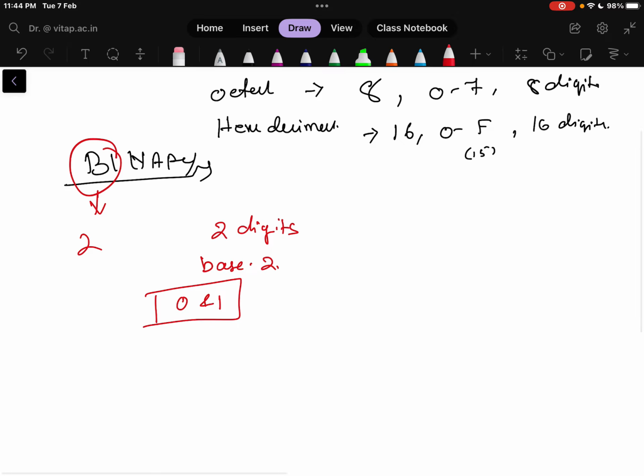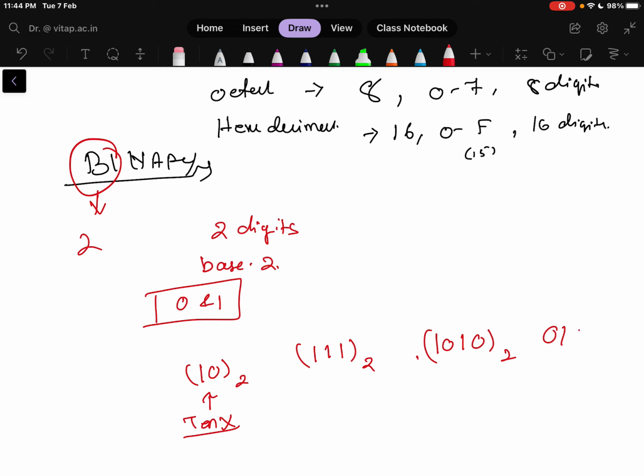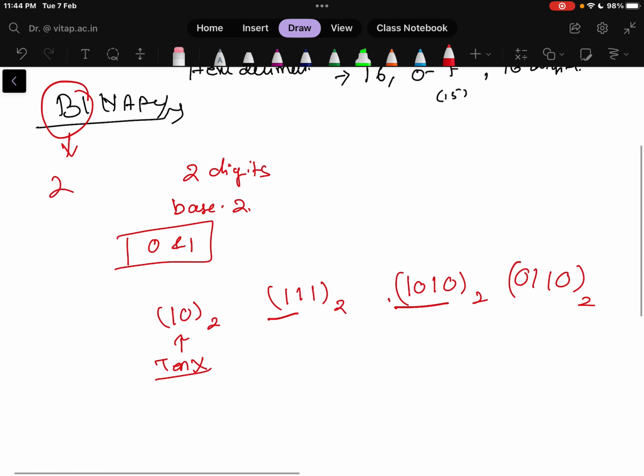Now, the question is how we can represent anything in the binary number system with only 0 and 1. So, in binary a number can be 1 0. Okay. Do not read this as 10. It is not 10 when it is written in binary, you have to read this as 1 0, that is it. We can write 1 1 1 base 2. We can write 1 0 1 0 base 2, we can write 0 1 1 0 base 2. So, all these are binary numbers.